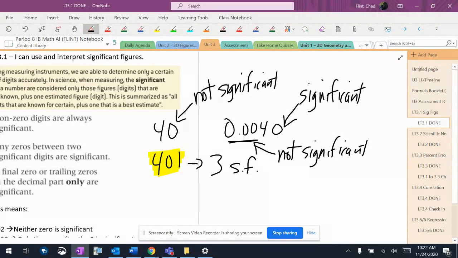You're not going to have a ton of questions that ask you which figures are significant. You're going to be asked to put your numbers into significant figures, which is usually nice because that's just how many numeric digits you're going to have. So in the next video, I'll talk a little bit about that.